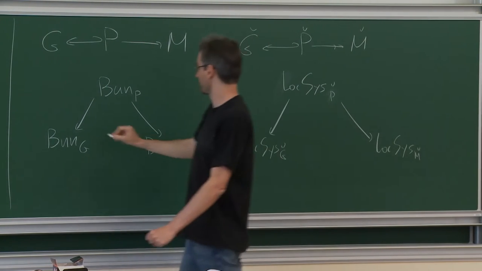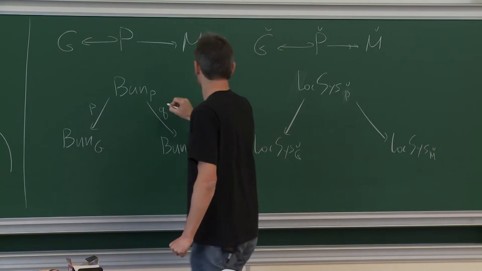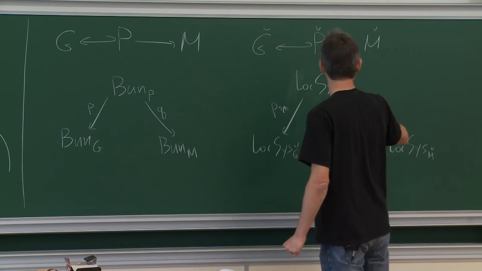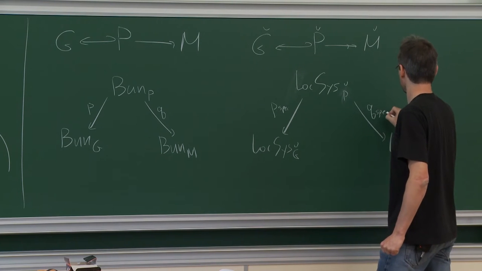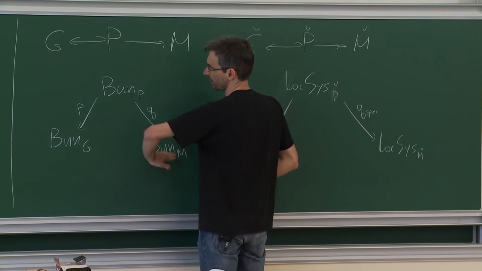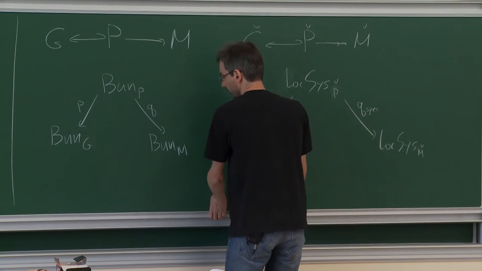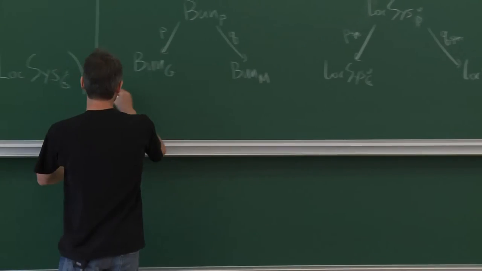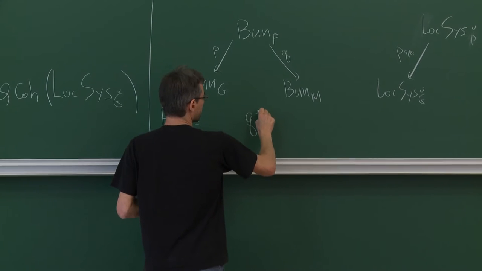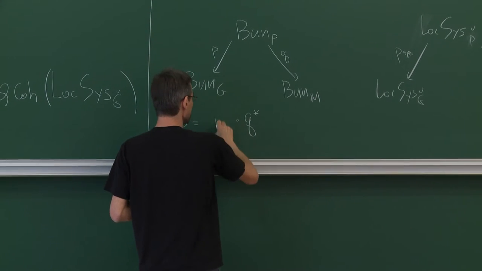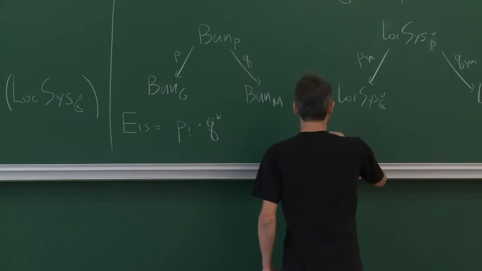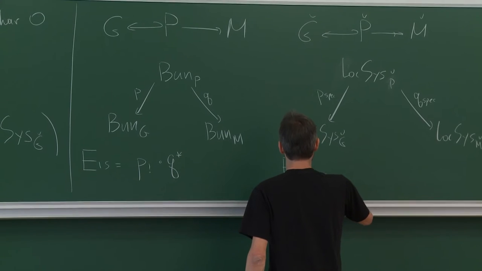So let me call this map P and Q, and this I call P spectral, because we call this the spectral side, and Q spectral. Corresponding to these diagrams, we define functors, going in one direction, from the Levi to G. So here it's the Eisenstein functor. We pull back by means of this map Q and push forward by means of P. And here I call it spectral Eisenstein. We do the same thing.